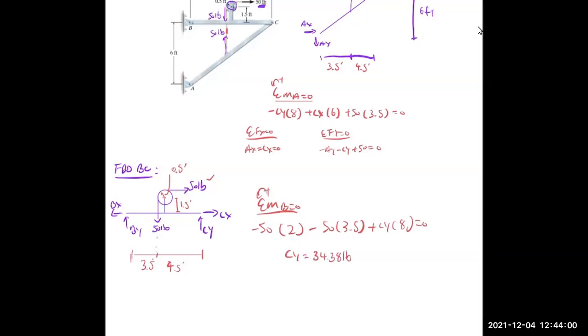Since we know what Cy is, we can plug that back into the summation of moments about A. We know that Cy is equal to 34.38, and then you can solve this equation in terms of Cx. You're going to get Cx is equal to 16.67 pounds.